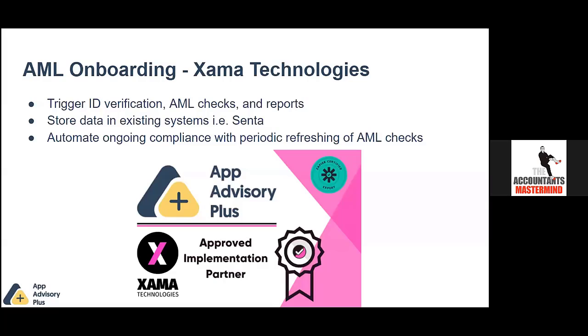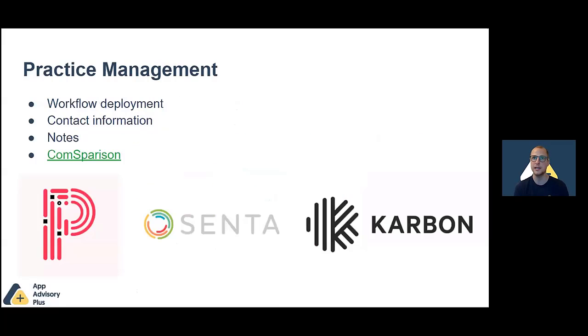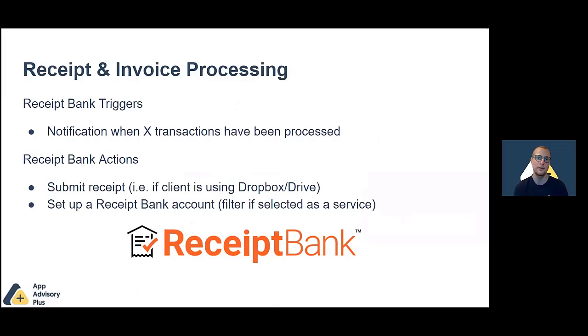Yep. Cool. So I think we got to here, just to highlight what Receipt Bank does in terms of Zapier. You get a trigger for when a certain number of transactions have been processed. So that might be once 50 transactions have been processed for this client, send a notification to the person that's doing the bookkeeping so they can get on top of it.